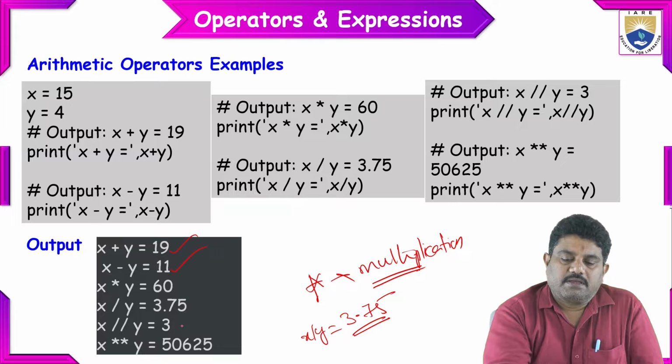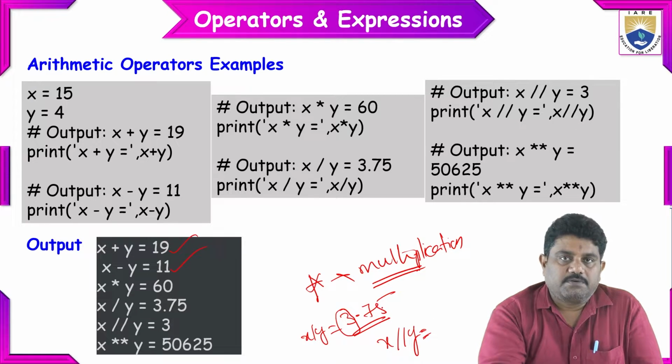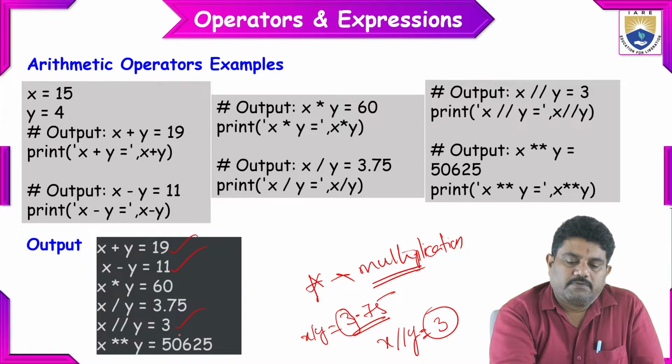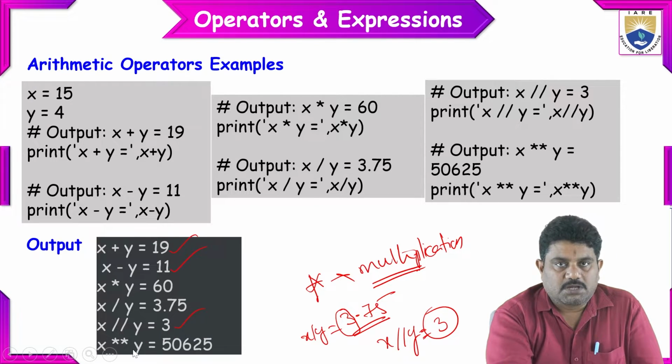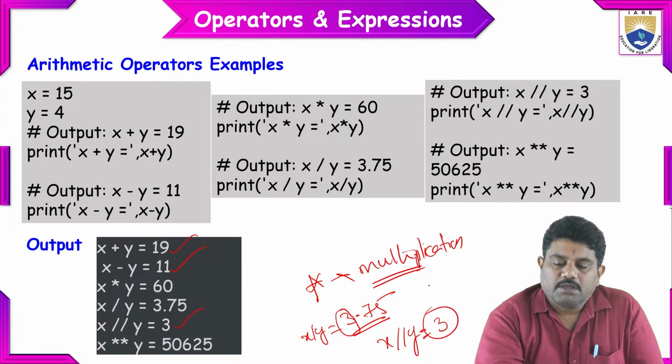Next, x double slash y. What we said is that x double slash y returns only the integer part of the quotient. The quotient is 3.75, but it returns only 3. That is the advantage. If you want only the integer part of the quotient, we can get it by using floor division.